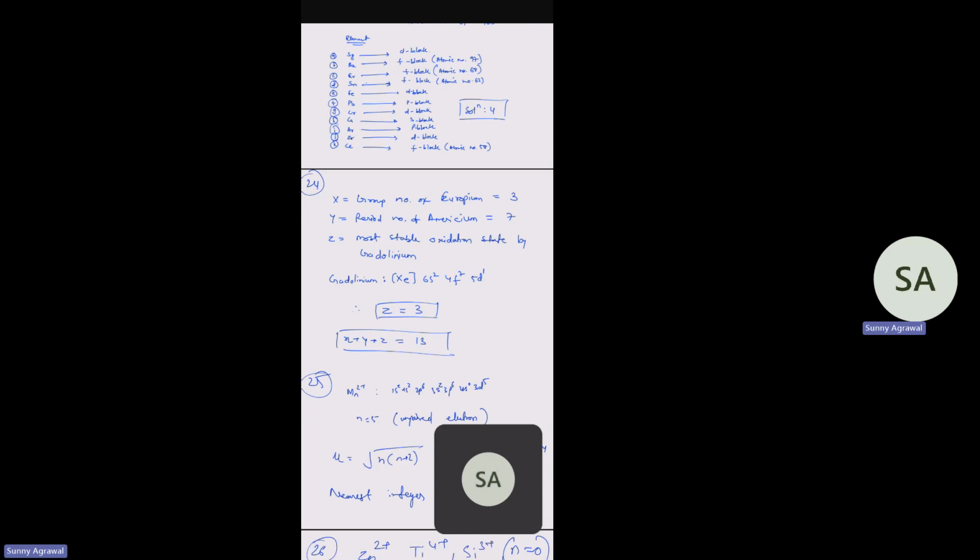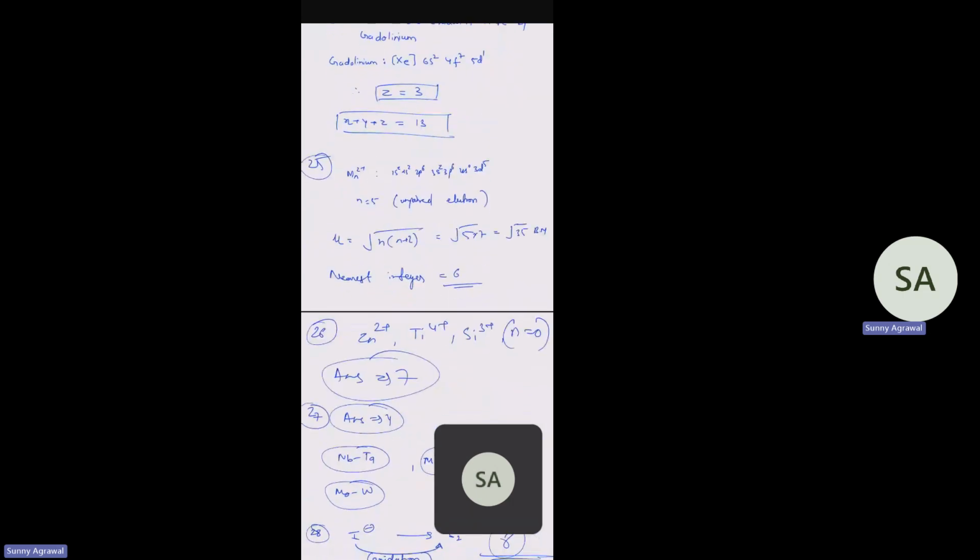Question number 25. Mn plus 2 has 5 unpaired electrons. Therefore, the nearest integer will be 6. That means when you put in the value, it will be under root 35, which is close to 6. Okay. So the answer is 6.